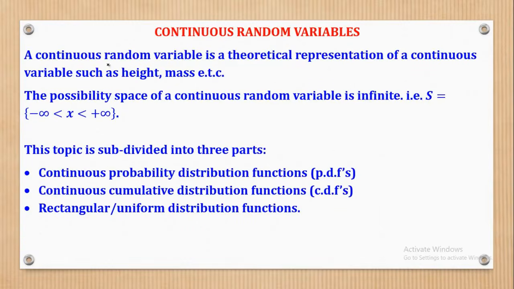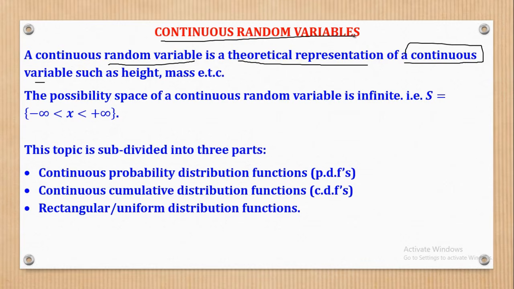A continuous random variable is a theoretical representation of a continuous variable. Previously we covered discrete random variables, which take on whole numbers like 1, 2, 3, 4, 5, etc. But continuous ones take on all the values, including decimal points, within a given range. That means the possibility space of a continuous random variable is infinite, from negative infinity to positive infinity.